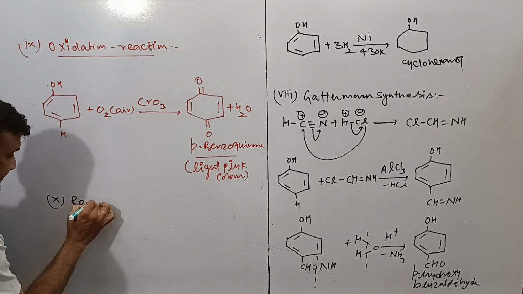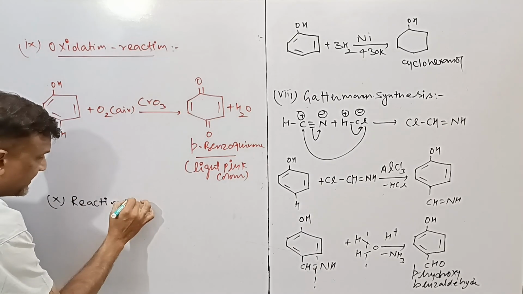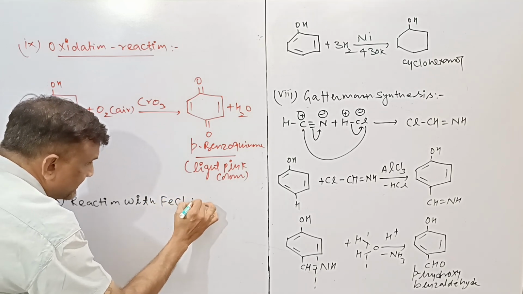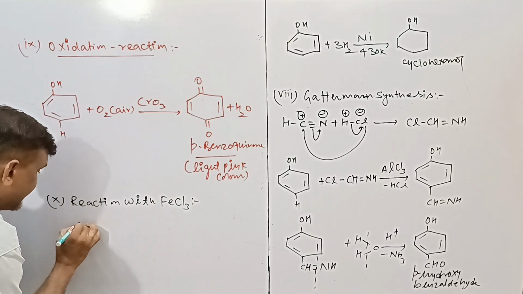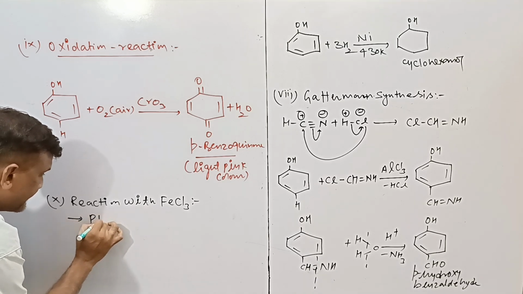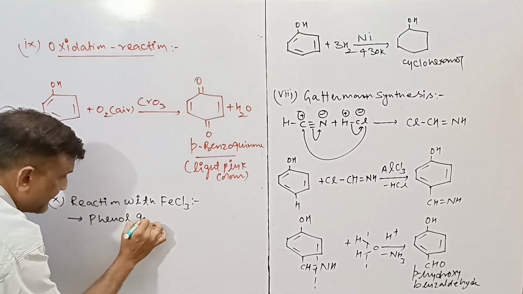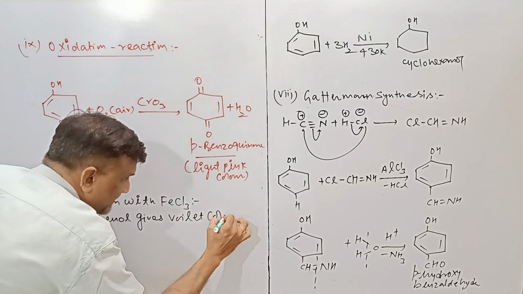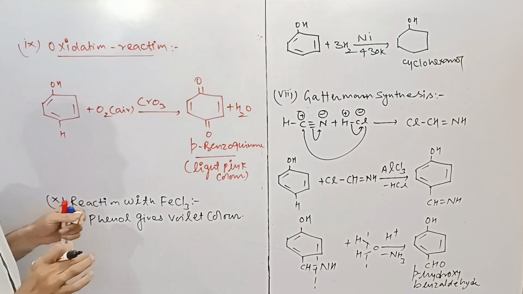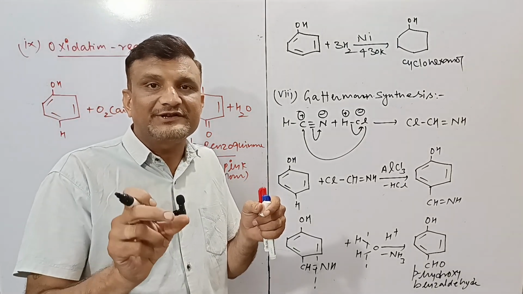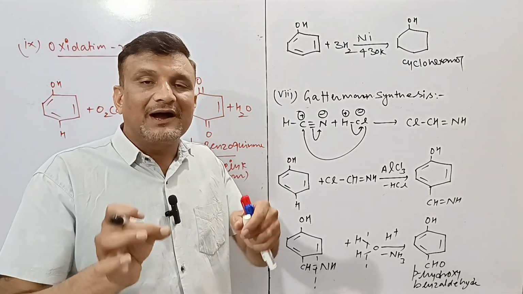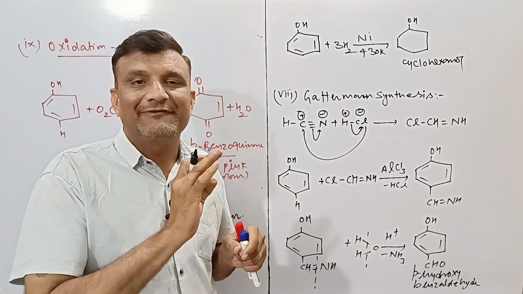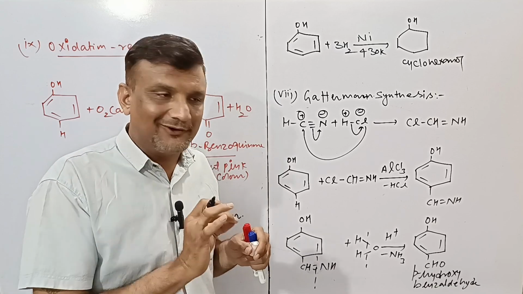And reaction with FeCl3. On reaction with FeCl3, phenol gives violet color. Always violet color, beta. If you are given in one test tube alcohol and in another phenol, and you have used neutral FeCl3 efficiently, then phenol gives violet color while there will not be any kind of change with the alcohol.